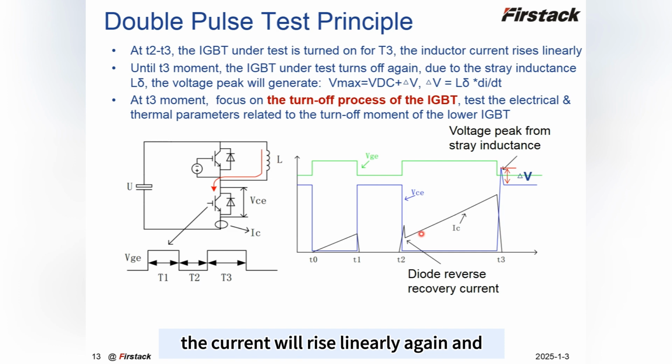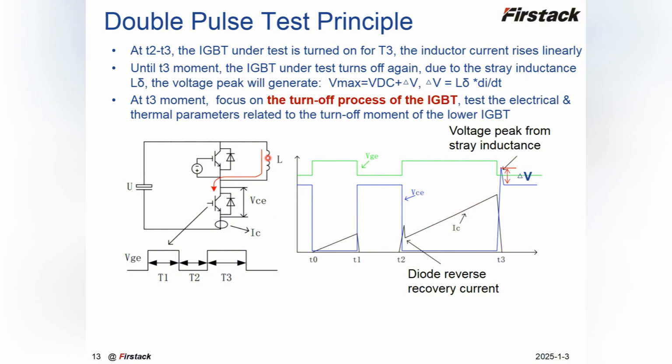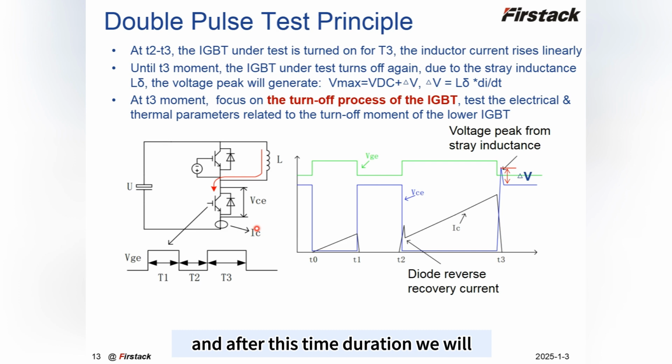The current will rise linearly again, and it is similar to the first on stage, because now the reverse recovery current disappears and we get only this current passing through the load inductance to our bottom IGBT. After this time duration, we will turn off the bottom IGBT again. Then we will go to the time moment T3.